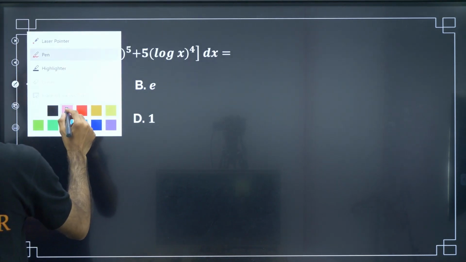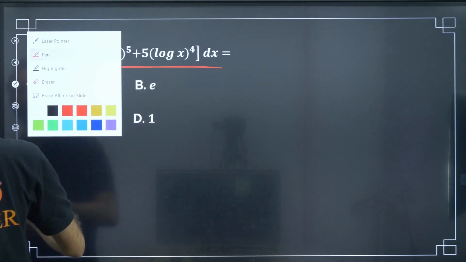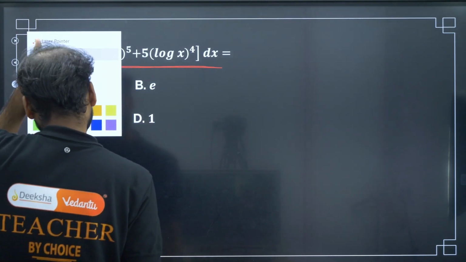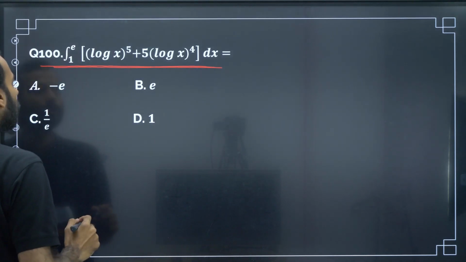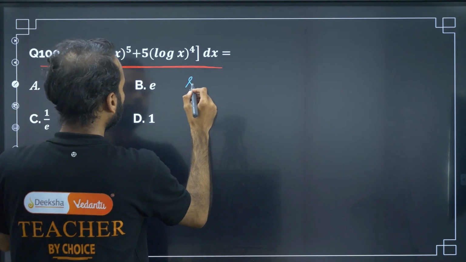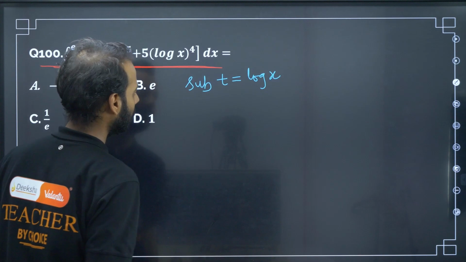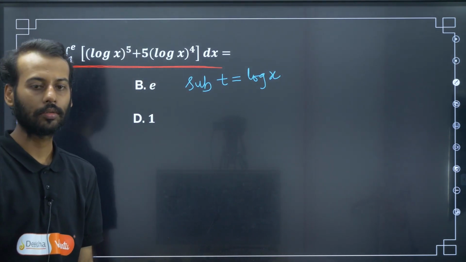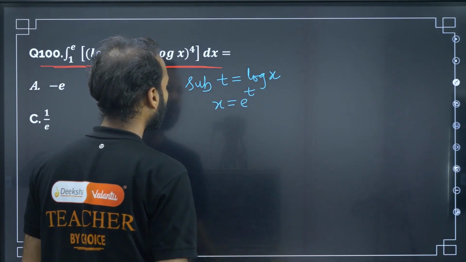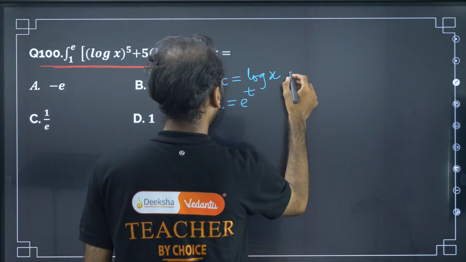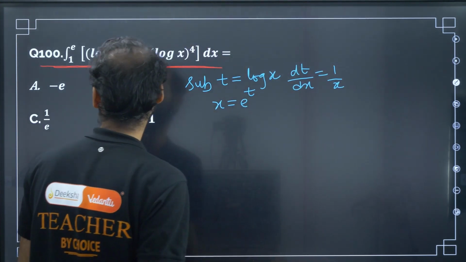Now this is the question. Direct ready-made standard integrals are not available, so we have to go for some substitution. Let me substitute t is equal to log x. That means x is equal to e raised to t, and dt by dx is 1 by x.